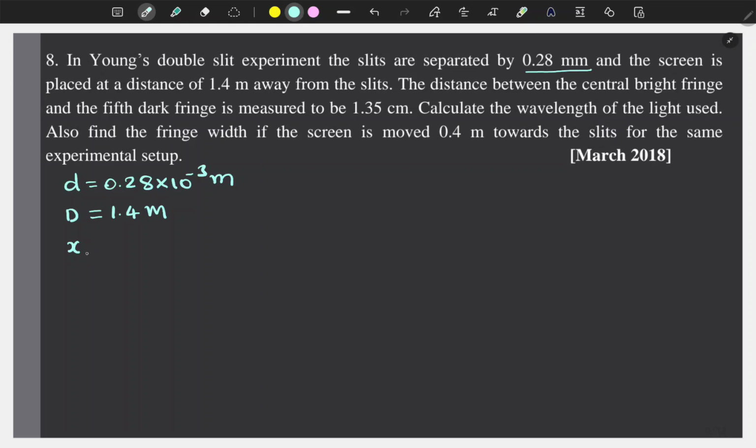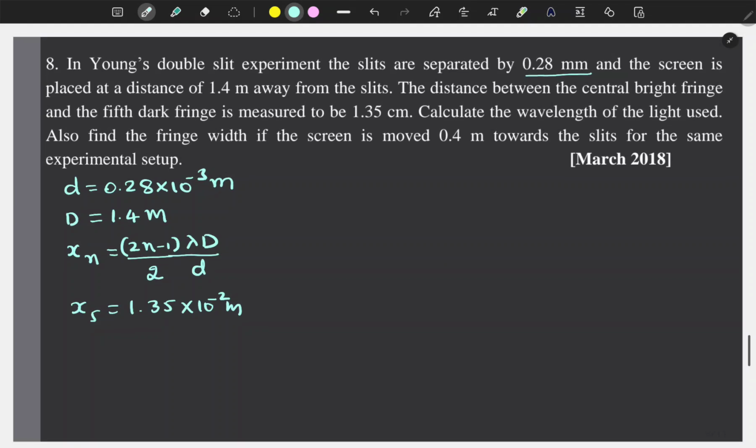Xn for the fifth dark fringe is given by 2n minus 1 lambda D by small d into 2. So this value is given, that is x5 is 1.35 into 10 to the power minus 2 meter. You can write y5 also, or yn also. Calculate the wavelength of light used. So what is lambda?